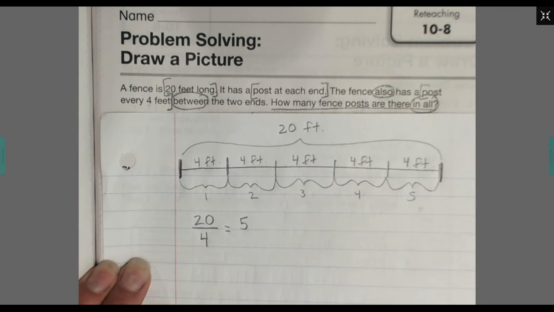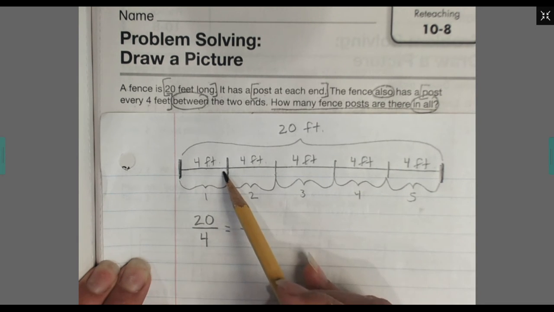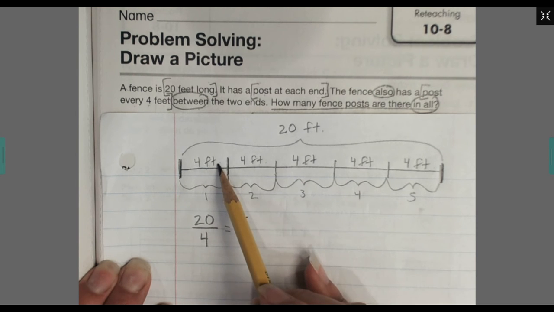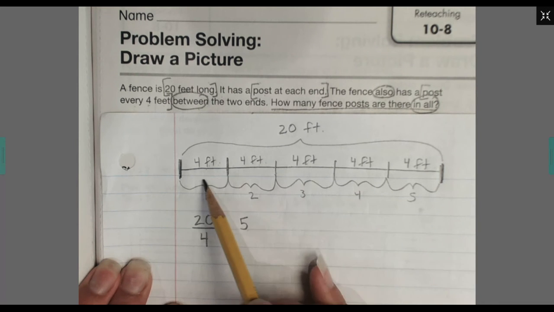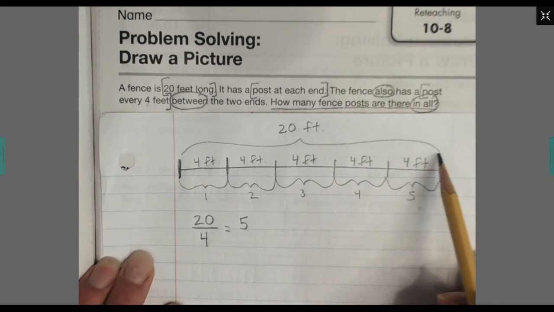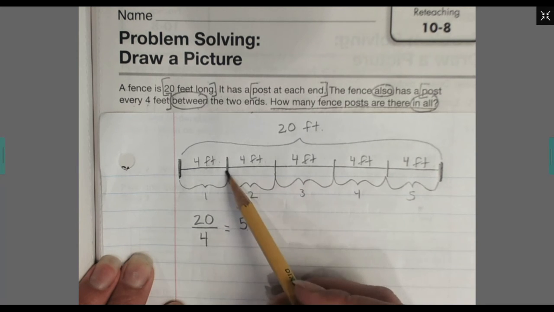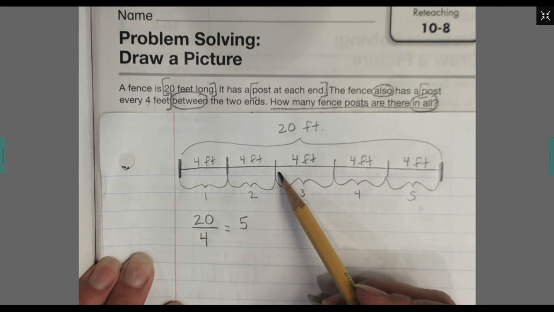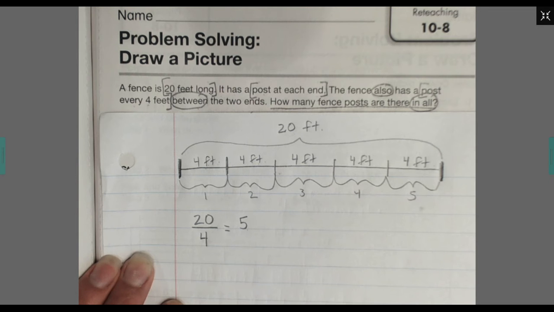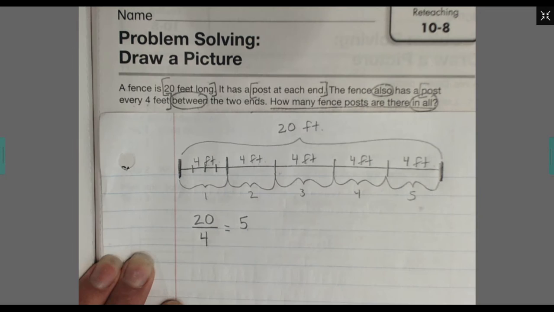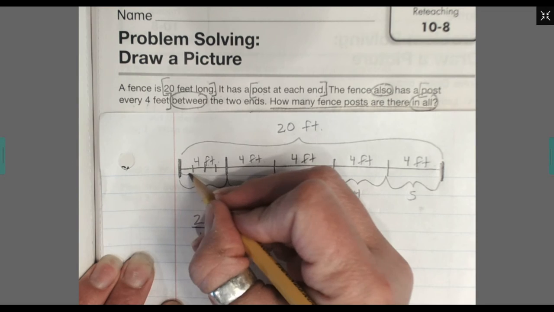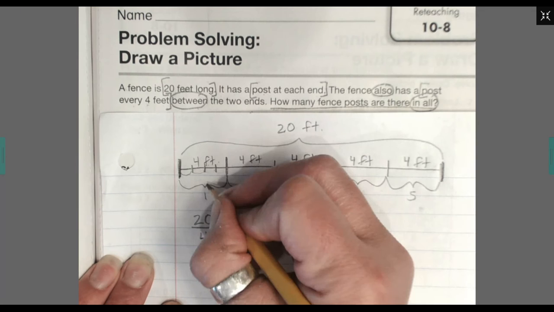So if each of these parts is worth 4 feet, if I want to break that and find a fraction for that one whole, well, 20 was my whole, I said, my total, but each of these wholes, I just broke that down into a fraction. What do you think it would be? What would my denominator be? Does that give you a hint? 1, 2, 3, 4. My denominator would be 4.